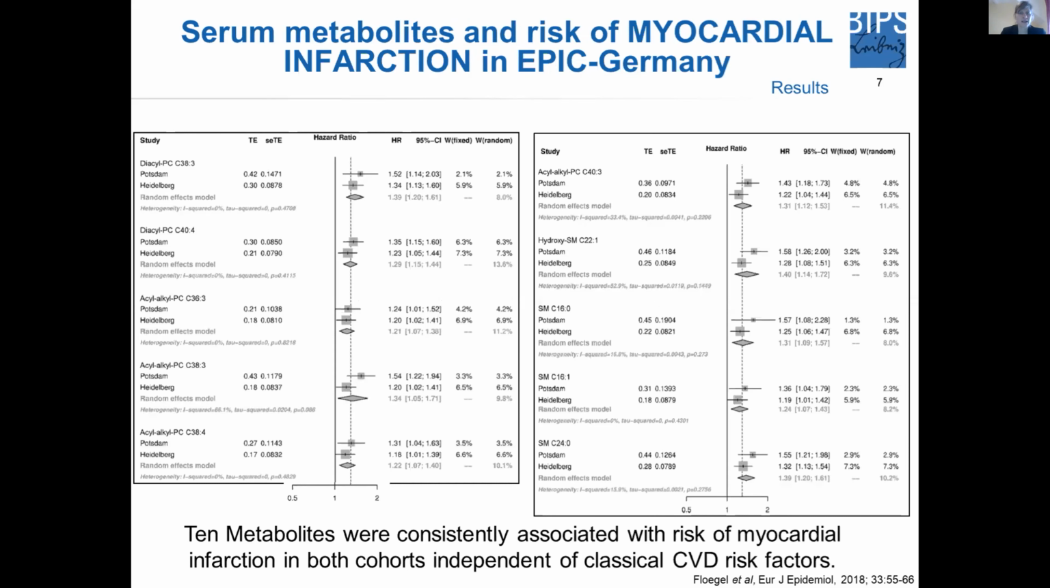So what you can see here now are our forest plots. You see the metabolites, and then you see the 2 centers, and then here's the risk estimate and a pooled risk estimate. The risk was about 40 to 50% higher risk of myocardial infarction per standard deviation increase in these metabolite concentrations. And when you look at the metabolites, you have some diacyl-phosphatidylcholines, acyl-alkyl phosphatidylcholines, and some sphingomyelins.